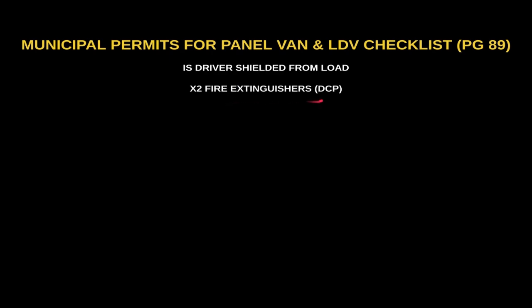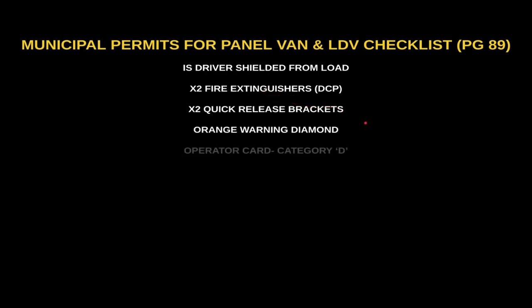Now, the municipal permits for panel vans and light delivery vehicle checklist. If you're using a cell phone, you can take screenshots of this, or you can also find it online. I'm just going to run through it. The driver must be shielded from the load, meaning you can't have a gas tank on the passenger seat. There must be 2 fire extinguishers, DCP, which is your dry chemical powder. There must be 2 quick release brackets. This will be for the fire extinguishers. There must be an orange warning diamond.